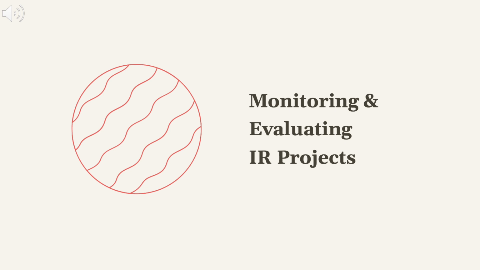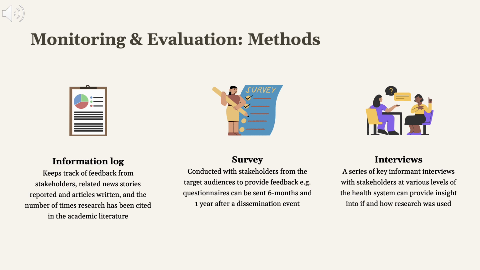Importantly, it takes place during the process of the project, not after it is completed. There are several useful methods for this purpose. First, we have the information log. This is a running record that helps keep track of all feedback and external engagement related to the research. It might include comments from stakeholders, related news coverage, blog posts, or media mentions. Importantly, it also tracks how often the research is being cited in academic literature. Over time, the log provides a snapshot of how the research is being noticed, discussed, and applied in various contexts.